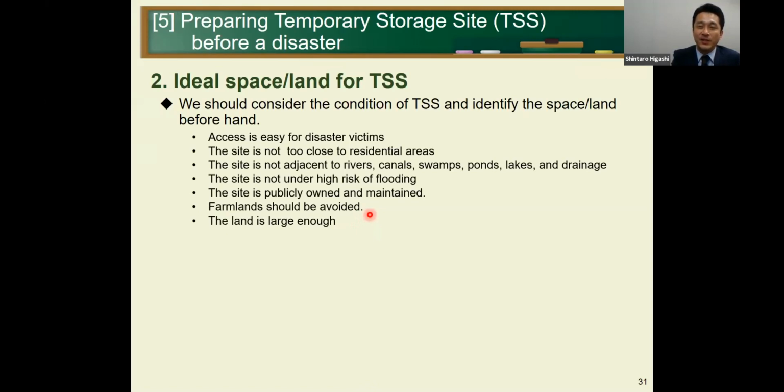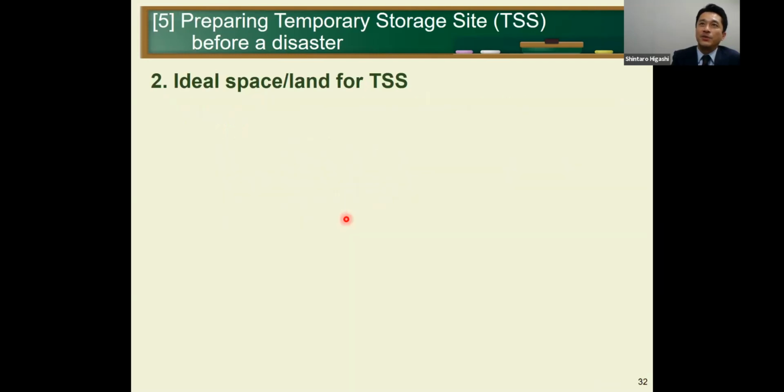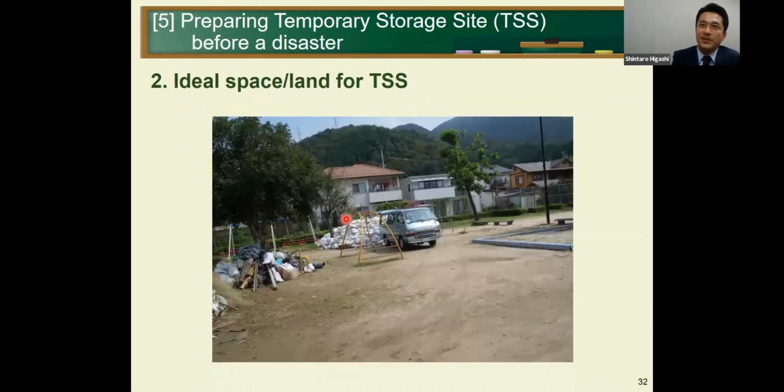Farmland should be avoided because there is a possibility that waste might pollute such farmland, and the land should have large spaces for disaster waste management. I will show the picture. How do you think about using this place as a temporary storage site?